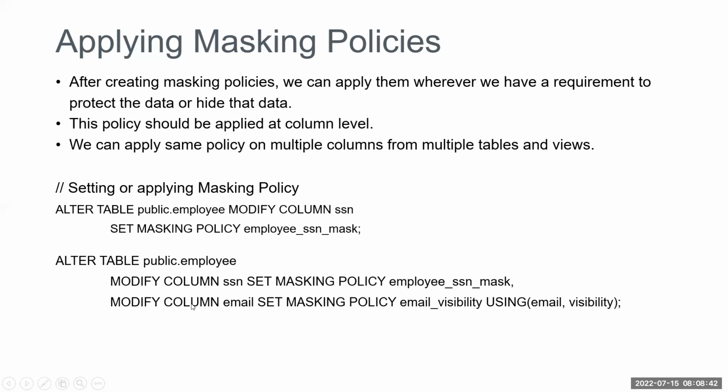So like this we can apply masking policies on multiple columns of a table by using a single alter command. In future, suppose at the time of applying the first masking policy I have only this. Later, if you want to apply more, you can write one more alter command and apply the masking policy later also. So this is how we set, or apply, masking policies on the columns of a table or a view.